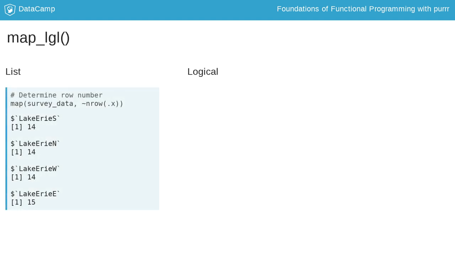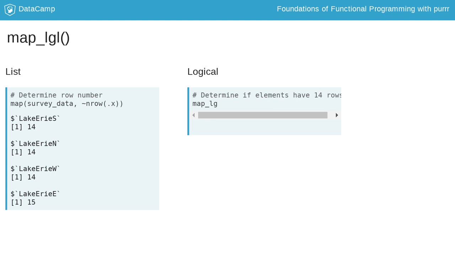The vector of true and false values can be valuable for checking to make sure an object contains what we think it does, or as an input to something else. Here we are interested in checking whether each element of our survey_data list has 14 rows. So we use the map_lgl function to get a logical vector as an output.